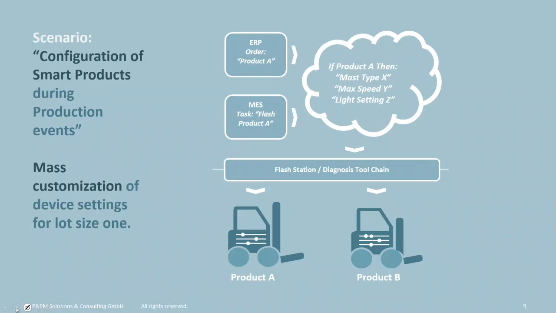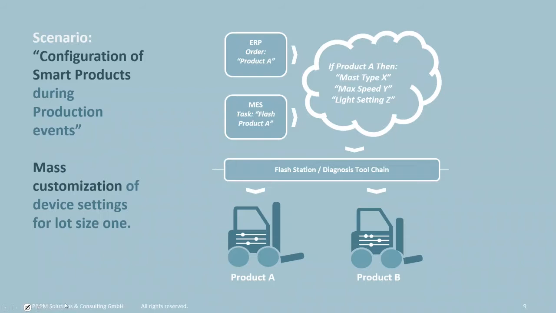So when we talk about, for instance, the scenario of flashing products during production, we also talk about the configuration of products during production. And you have seen this picture with this sensor at the beginning, so you definitely don't want to configure all the settings manually as a technician on the shop floor.